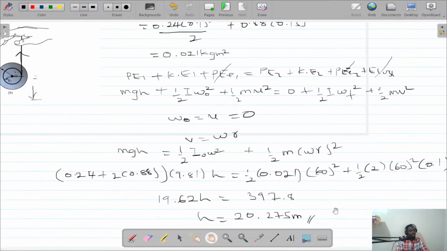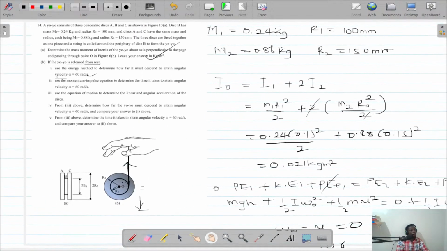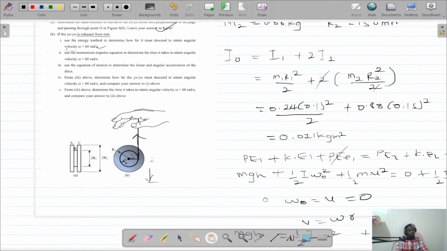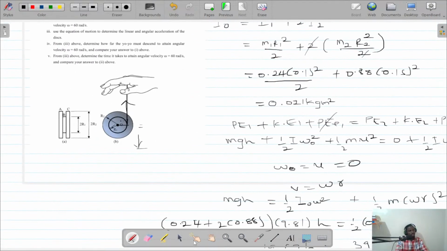So we are done with how far it must descend to attain this angular velocity. And the next is to use the momentum impulse equation to determine the time it takes to attain this velocity.